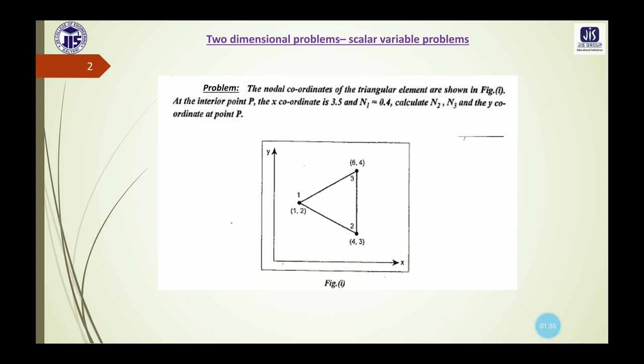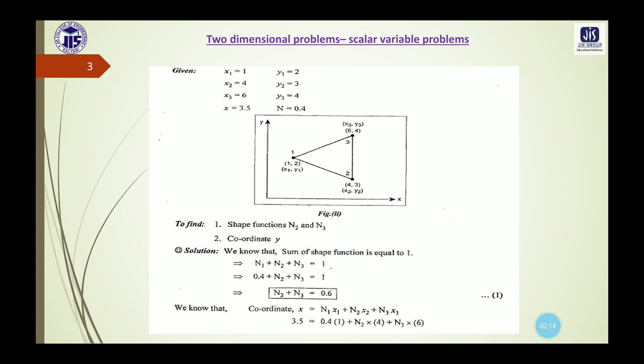So the first numerical which is given here states the nodal coordinates of the triangular element shown in the diagram. In figure 1 you can see a triangular element and its 3 different nodes, and their coordinates are also given. Now at the interior point P, the x coordinate is 3.5 and n1 is 0.4, and we need to calculate n2, n3 and the y coordinate at point P.